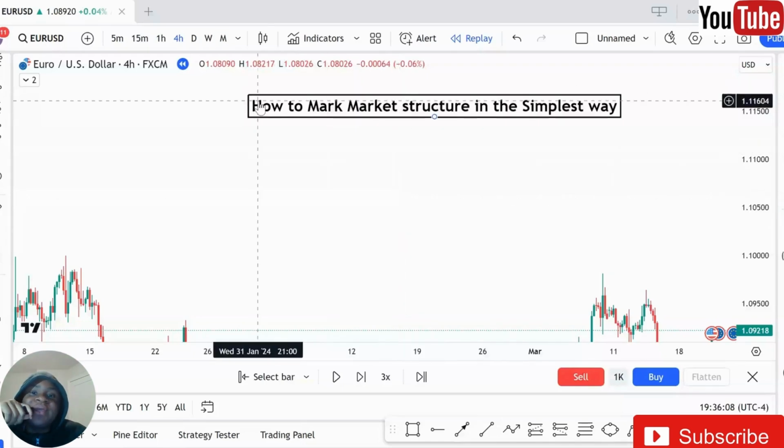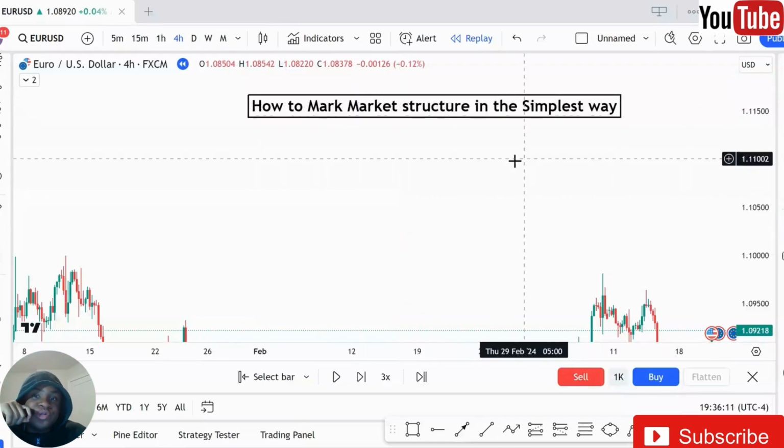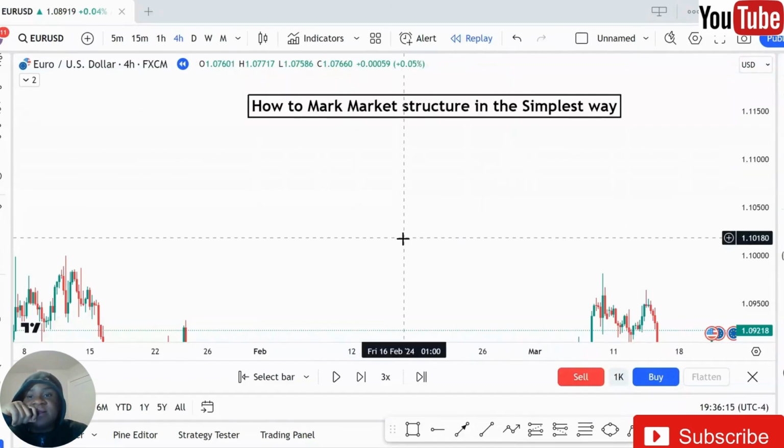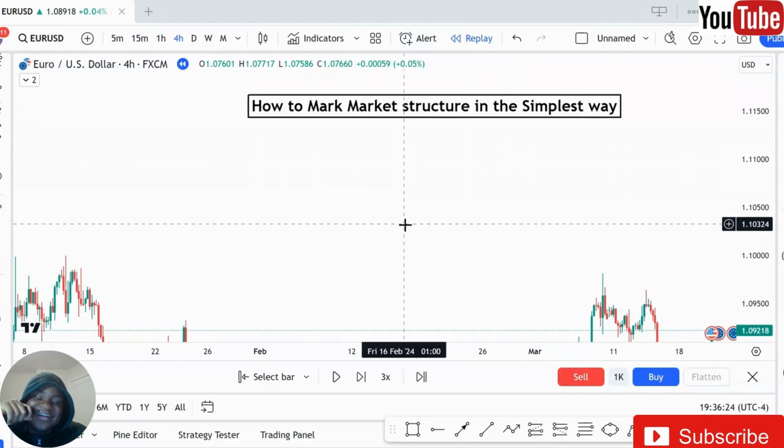So today's topic is how to mark market structure in the simplest way. Well, I had to come up with an idea on how to mark this market structure because I was getting really frustrated. I always give a shout out to my coach because that man really helped me a lot. I cried a lot and he was always there.